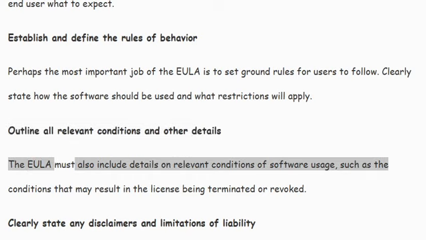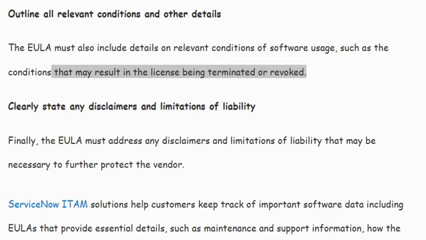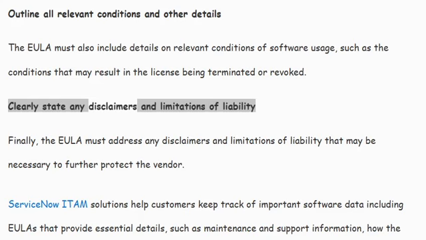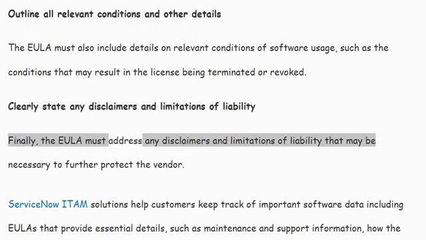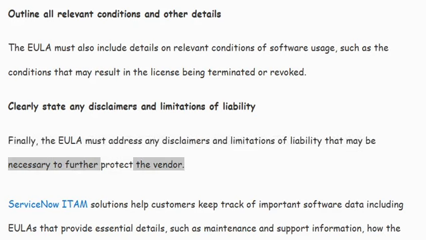The EULA must also include details on relevant conditions of software usage, such as the conditions that may result in the license being terminated or revoked. Clearly state any disclaimers and limitations of liability. Finally, the EULA must address any disclaimers and limitations of liability that may be necessary to further protect the vendor.